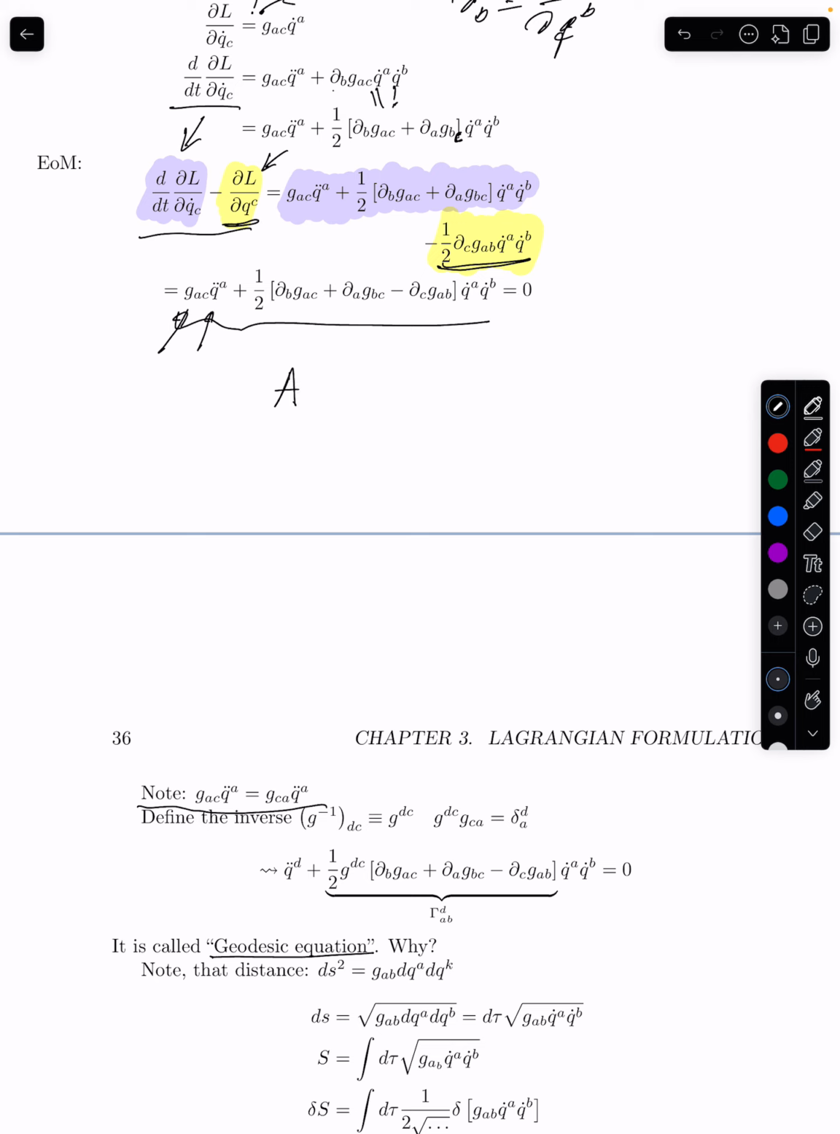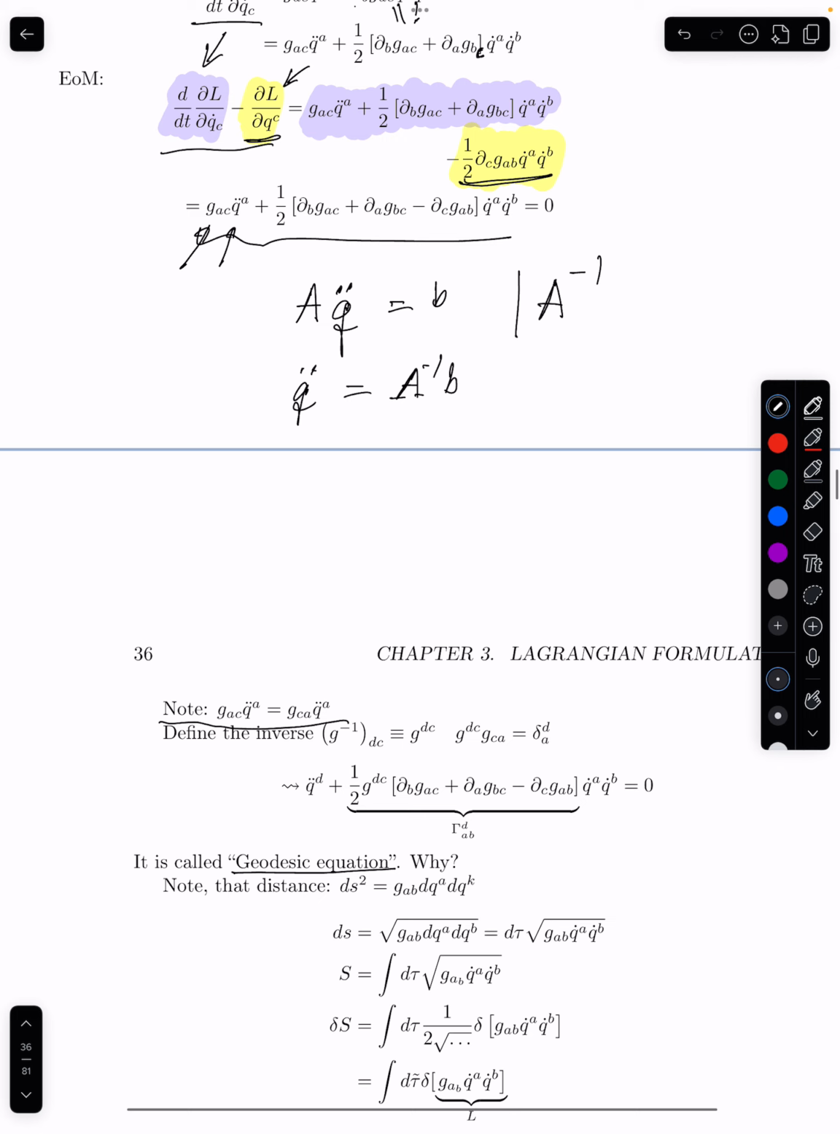In general, it has the following form: a matrix A times the vector q double dot, with respect to this index A, equals B. I'm going to multiply both sides from the left by the inverse matrix A. Then I will get the unit matrix on the left hand side, q double dot, and on the right hand side I get A to the negative first power times B. So this is some vector, let's call it little b. And that's it. This will be the solution.